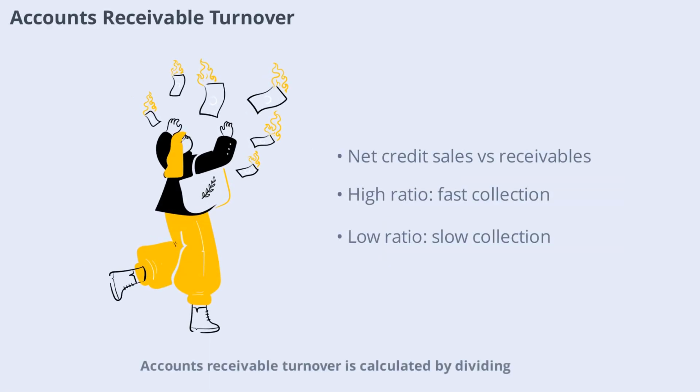Accounts receivable turnover is calculated by dividing net credit sales by average accounts receivable. This ratio shows how efficiently a company collects money owed by customers. A higher ratio means faster collection, which improves cash flow. However, if the ratio is too high, it could mean the company has strict credit policies that might drive customers away. Let's see an example to clarify this concept.